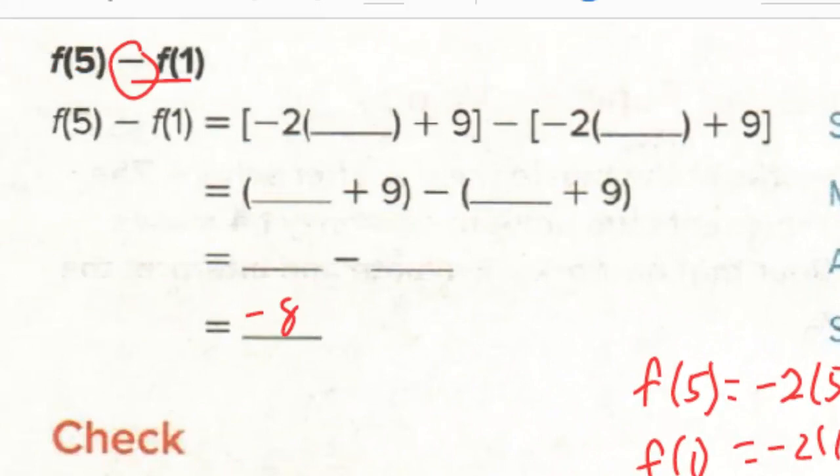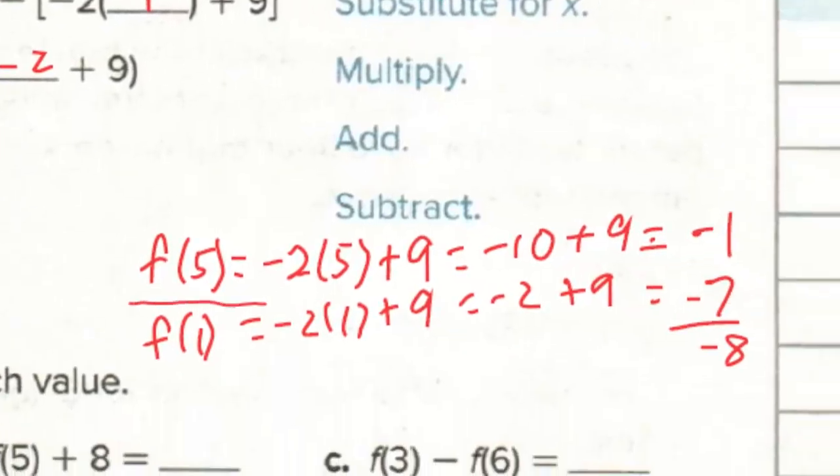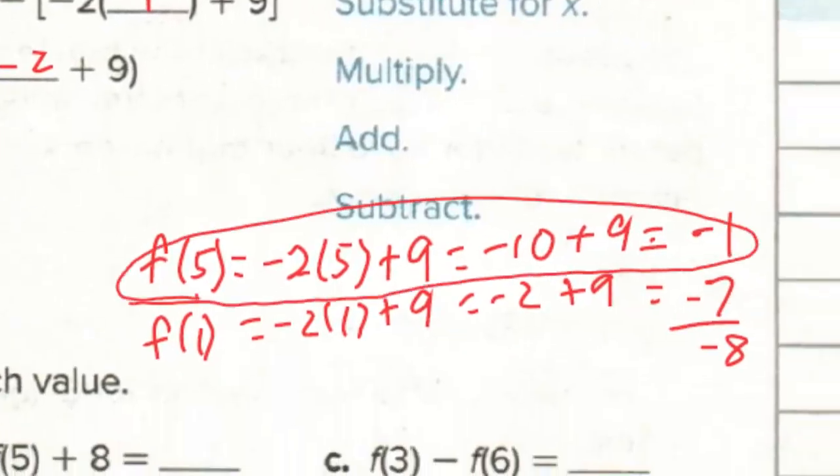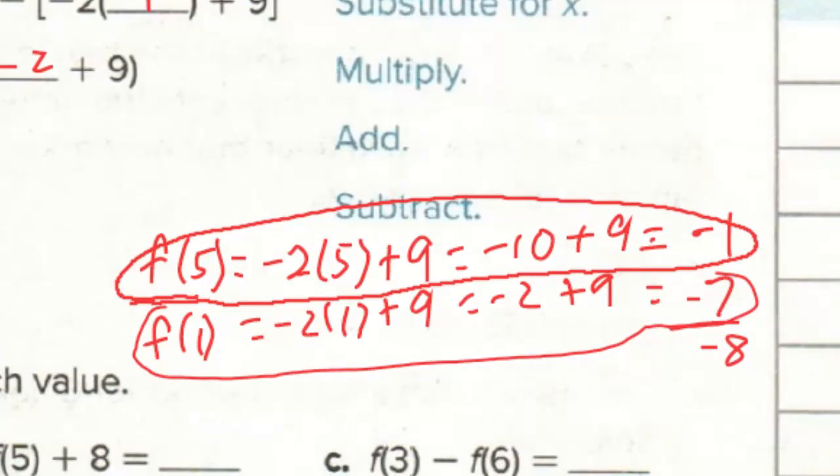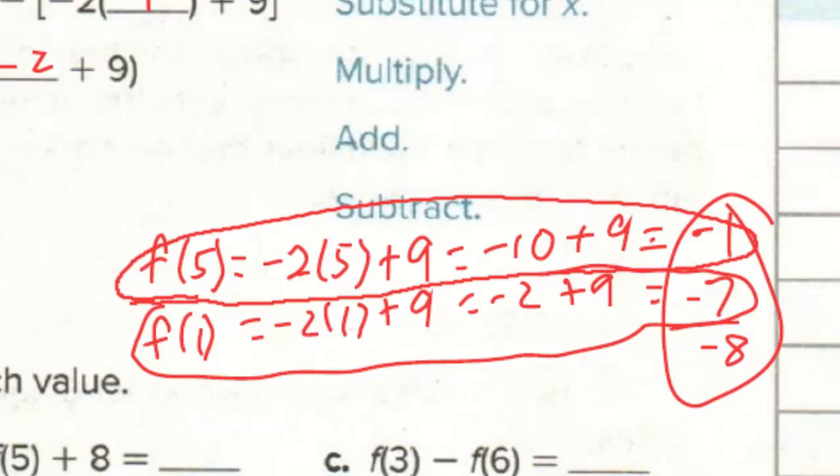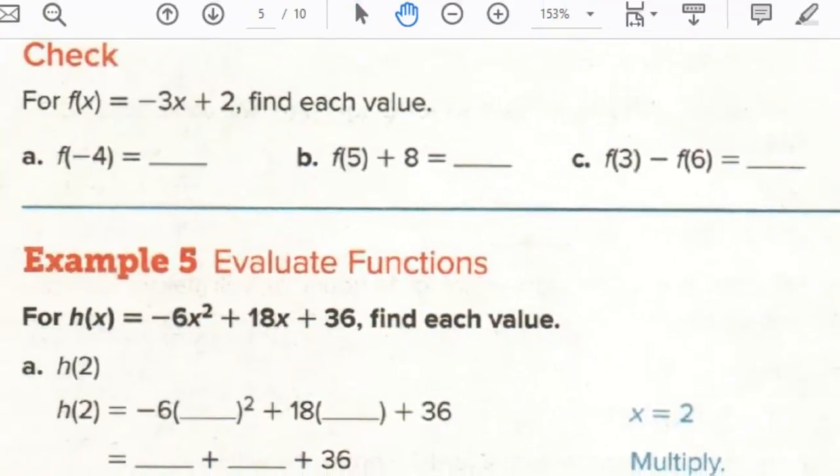So if we go back and substitute those values in, 5 here and 1 here, we should end up with negative 10 and negative 2. And then negative 10 plus 9 is negative 1, minus 7. Yes, that comes out to negative 8. So sometimes it's easier to come over here and do one entire value by itself, do the other entire value by itself, and then come back and do the calculation that was mentioned between the two of them. So go ahead and pause the video and attempt the check here. You may need a separate sheet of paper.